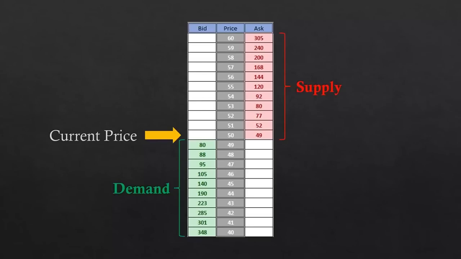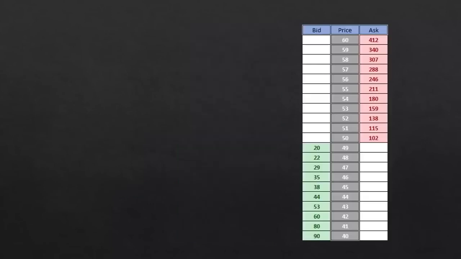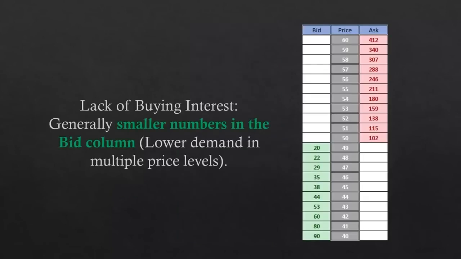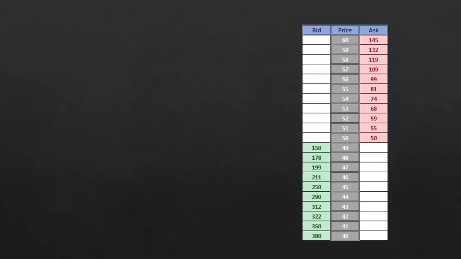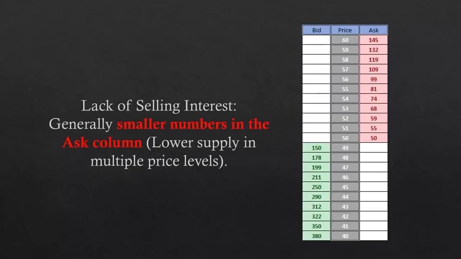By observing limit orders in the bid and ask columns of the order book, we can identify lack of interest. A lack of interest of buyers occurs when the number of orders in the bid column is generally smaller in multiple levels than the levels in the ask column. By the same token, a lack of interest of sellers occurs when the number of orders in the ask column is generally smaller in multiple levels than the levels in the bid column.